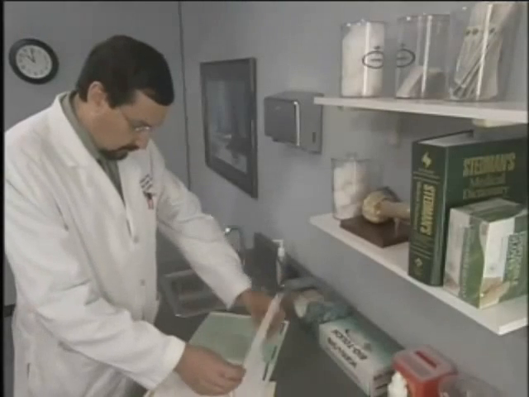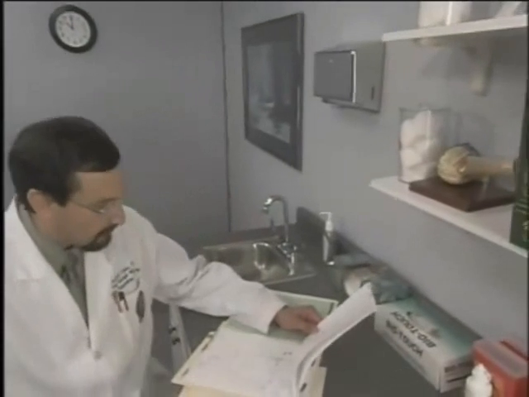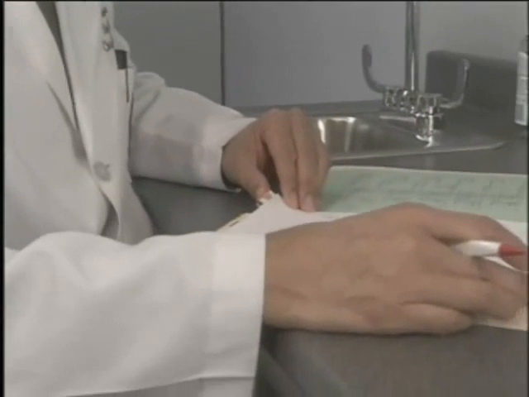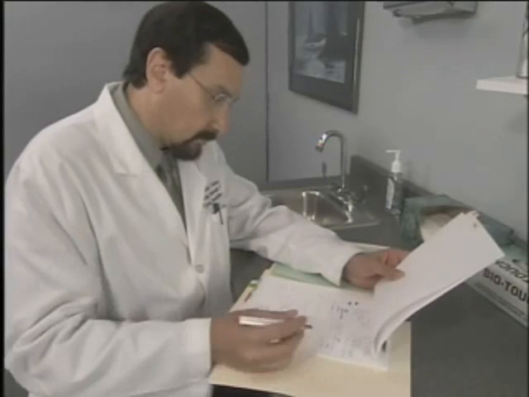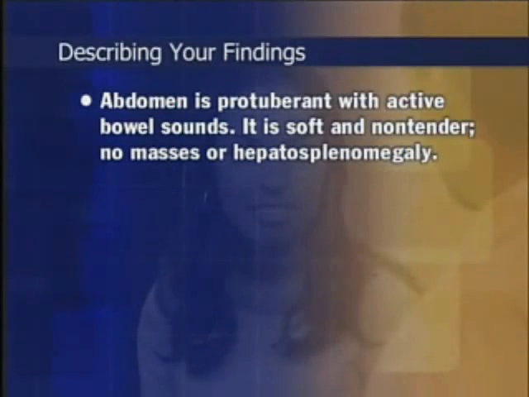A clear, well-organized clinical record, employing language that is neutral, professional, and succinct, is one of the most important adjuncts to patient care. For a healthy patient, your write-up might include a combination of language and charting. For example, abdomen is protuberant, with active bowel sounds. It is soft and non-tender, no masses or hepatosplenomegaly.